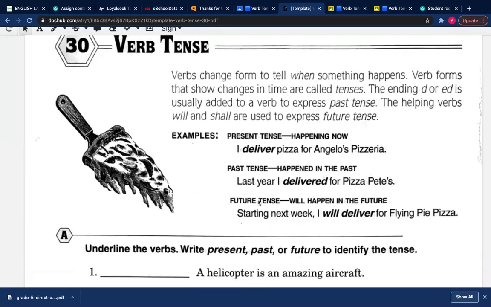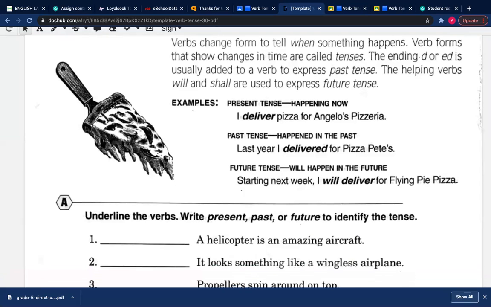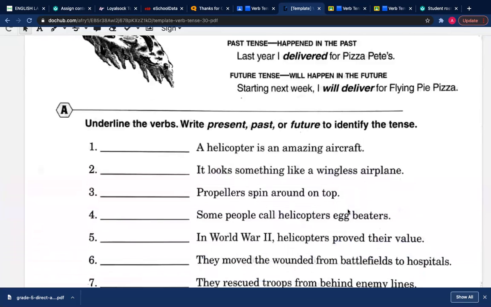In future tense, it will happen in the future. Starting this week, I will deliver for Flying Pie Pizza, okay? The helping verbs will and shall are always used to show that future tense, that it will happen in the future, okay? So let's take a look at our activities here.